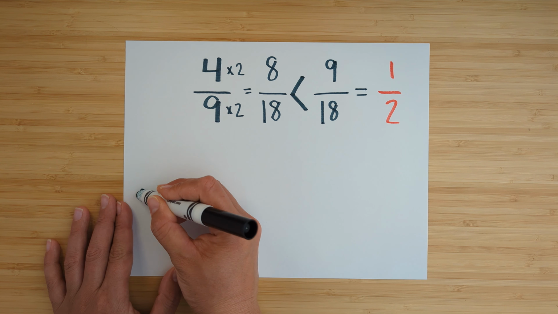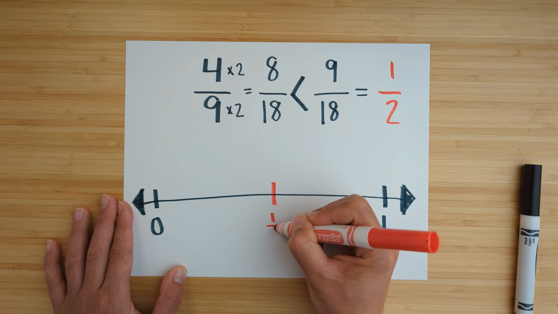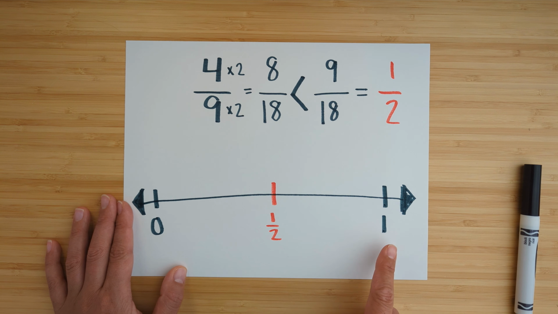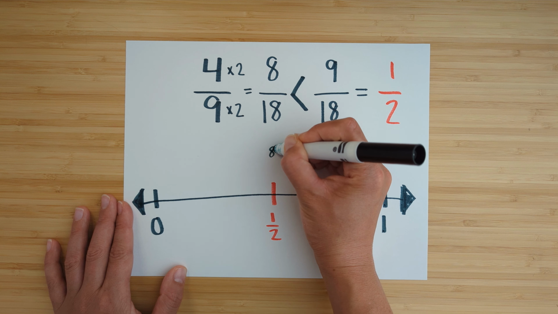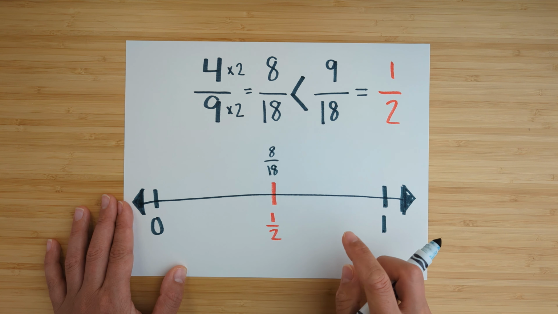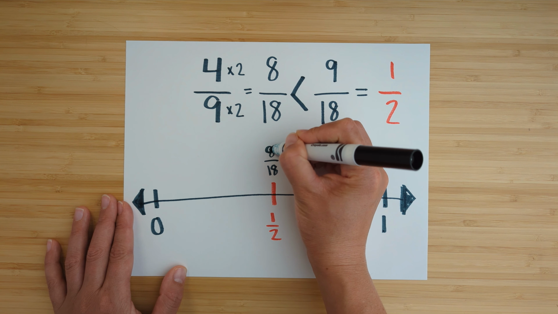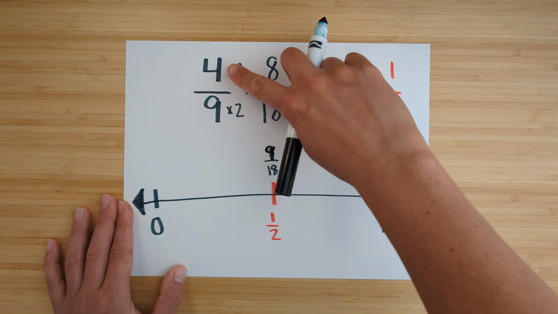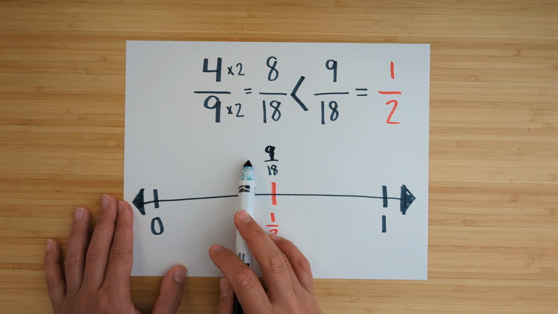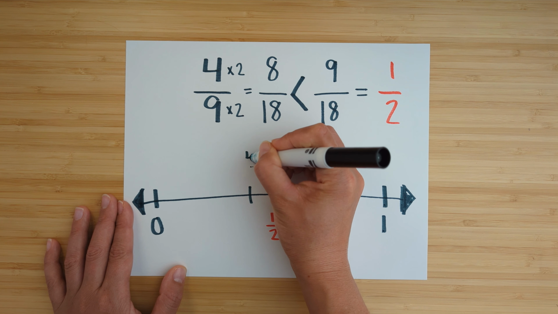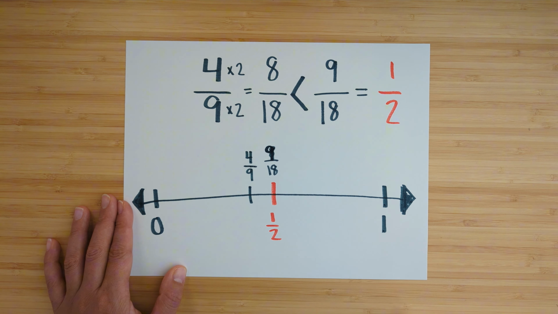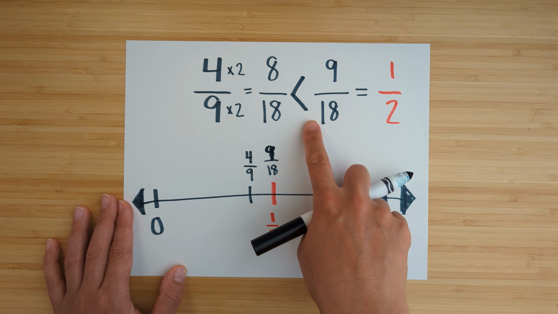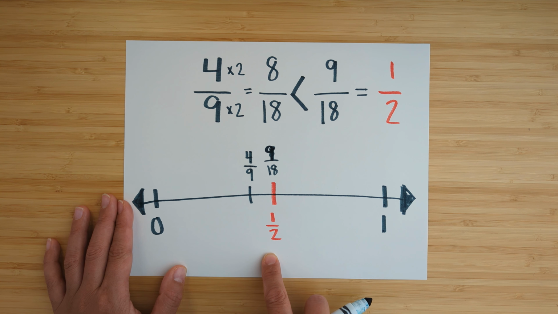Let's draw it on a number line. Okay, I have my number line 0, 1, and a half. 1/2 is equal to, excuse me, 9/18. And then I'm going to plot my 8/18, or my 4/9. 8 goes a little bit before 9, but I'm going to rewrite this as my original fraction 4/9. So 4/9 is less than 9/18, or 1/2.